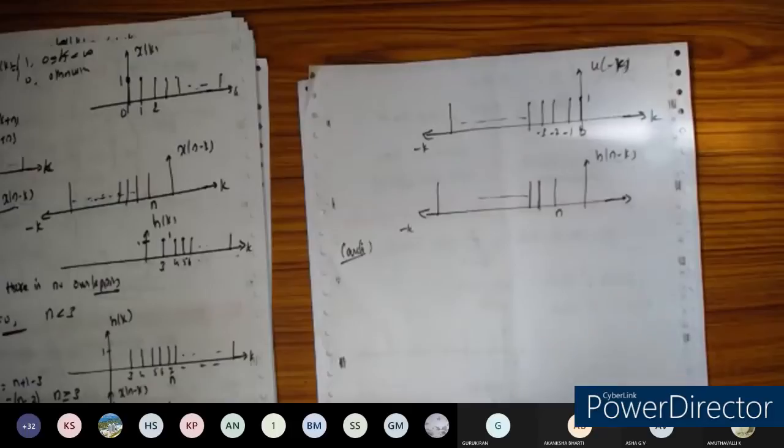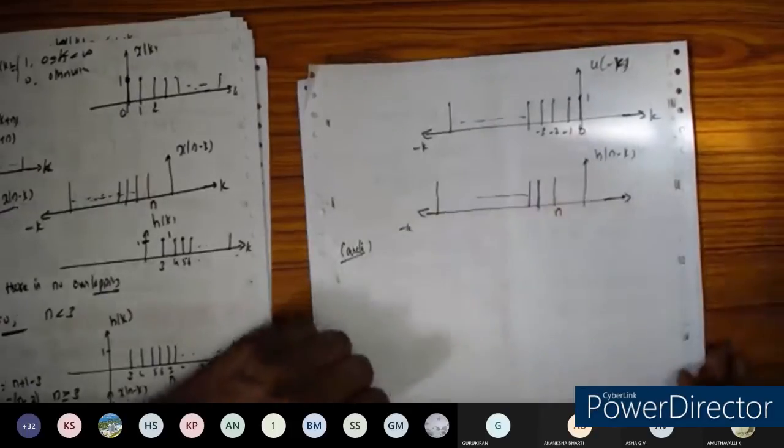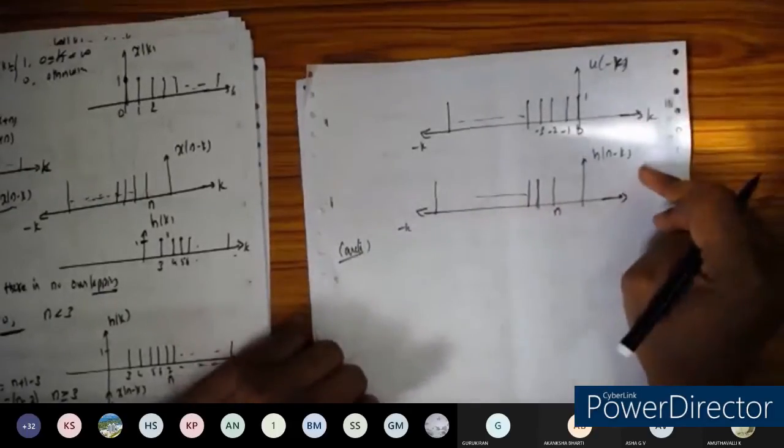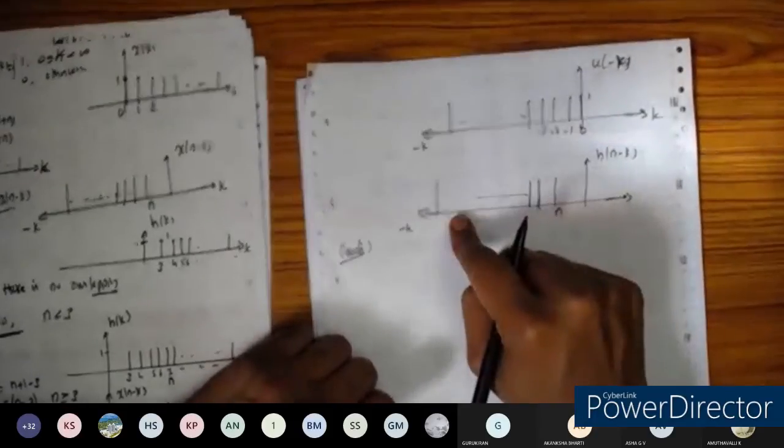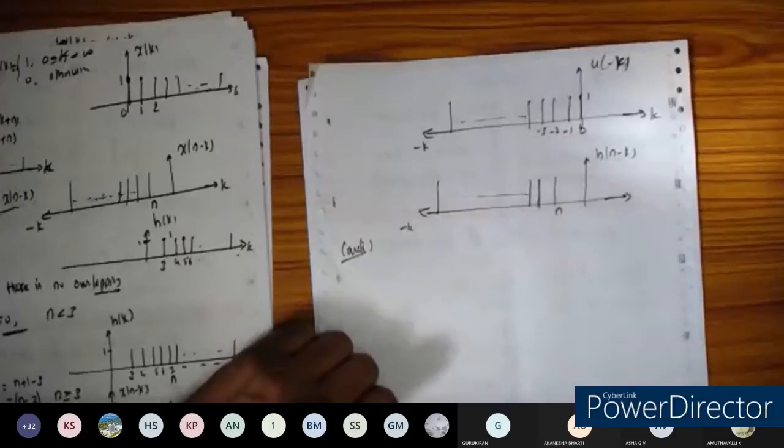What is the first case we can take here? Case 1. In the previous one, since both had positive-sided sequences, the case was different. Here this one is also negative. So what is the possible case we can take here?